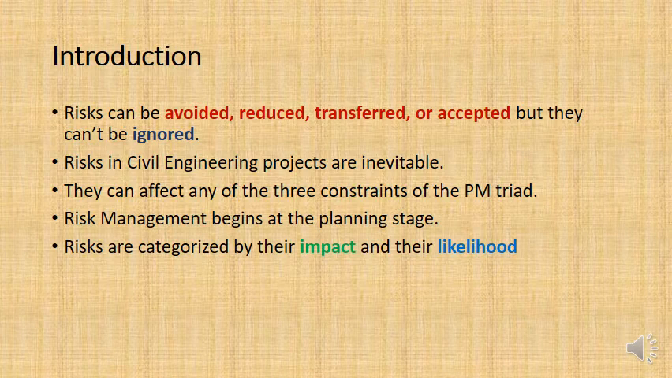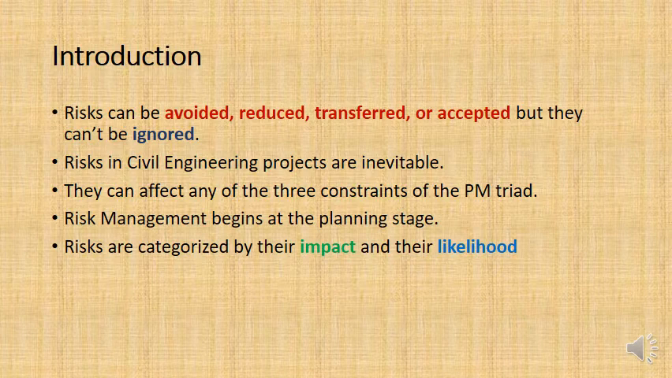Now, how do we deal with risk? Well, we're going to be talking about this later, but there's basically 4 different ways we can manage a risk. We can avoid a risk, we can reduce a risk, we can transfer a risk, we can accept a risk. Those are the 4 things we can do. But what we cannot do is ignore risk. We need to manage and be proactive in our management of our risks. Now, that normally begins at the planning stage.